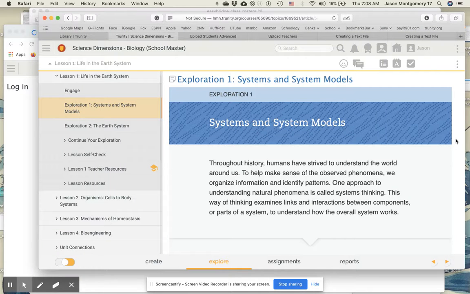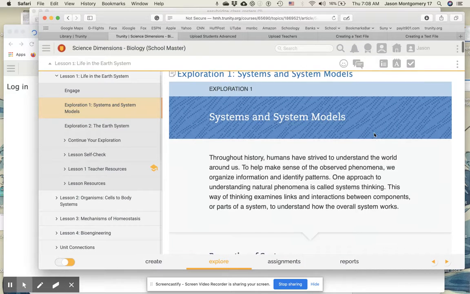So in this first exploration one, the first part of your textbook here, it goes over some basic concepts about what systems are and system models. This is a very important concept because we cover it a lot over the course of the year.